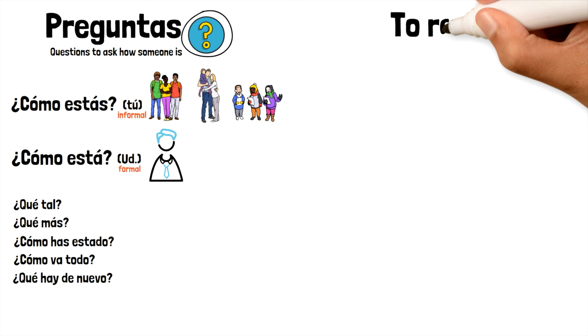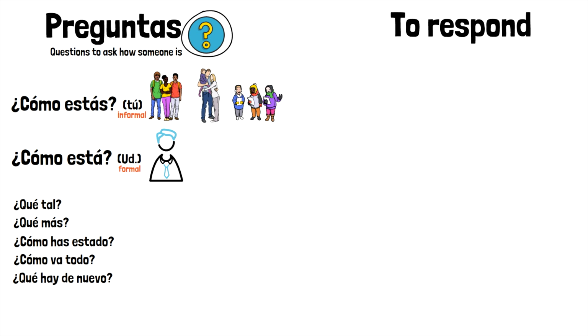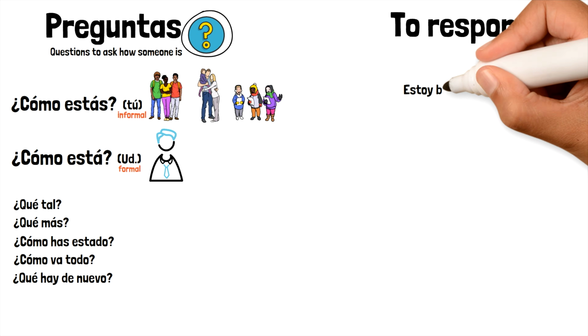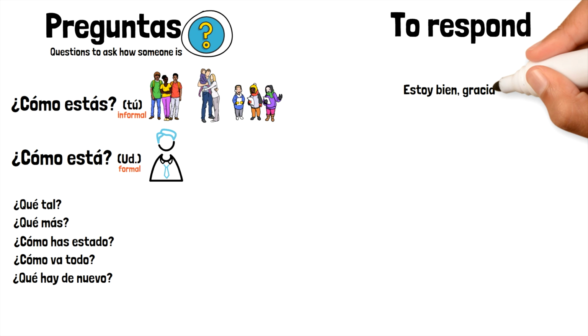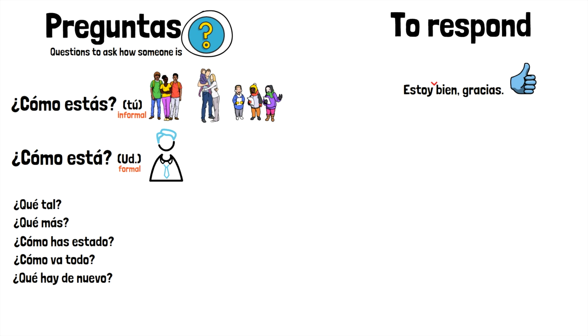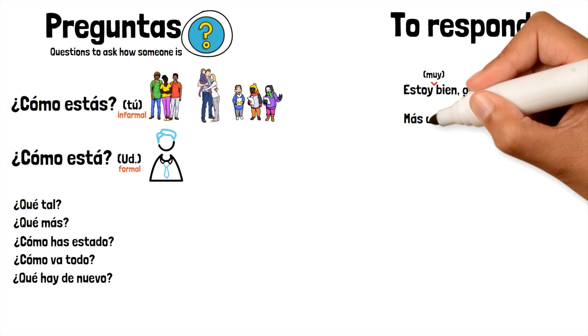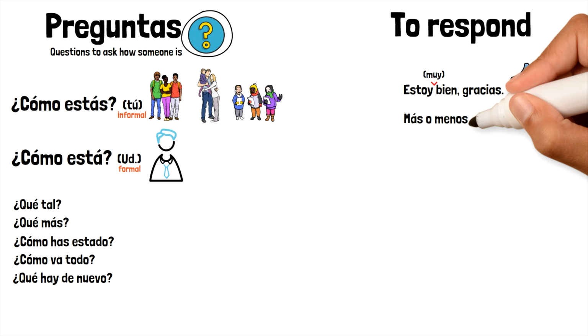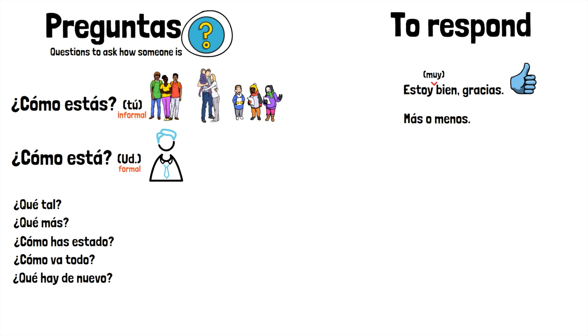Now let's talk about how to respond to those questions. You could say, Estoy bien, gracias. I'm good, thank you. However, you could also emphasize and say, Estoy muy bien, gracias. I'm very good, thank you. Más o menos, more or less, so-so. You could say, Estoy más o menos.